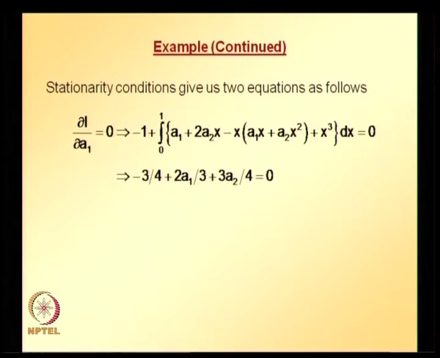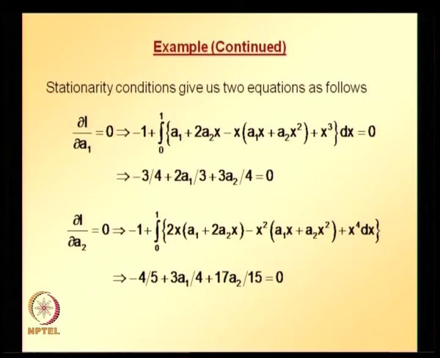So the first stationarity condition is the partial derivative of I with respect to a1 equals 0, and you already have I as a function of a1 and a2, so you take the partial derivative with respect to a1 and equate it to 0, that gives you this first equation. And we have two unknown coefficients to be determined, so we need two equations. So how do we get the second equation? The second equation can be obtained using the second stationarity condition, that is the partial derivative of I with respect to a2 equals 0.